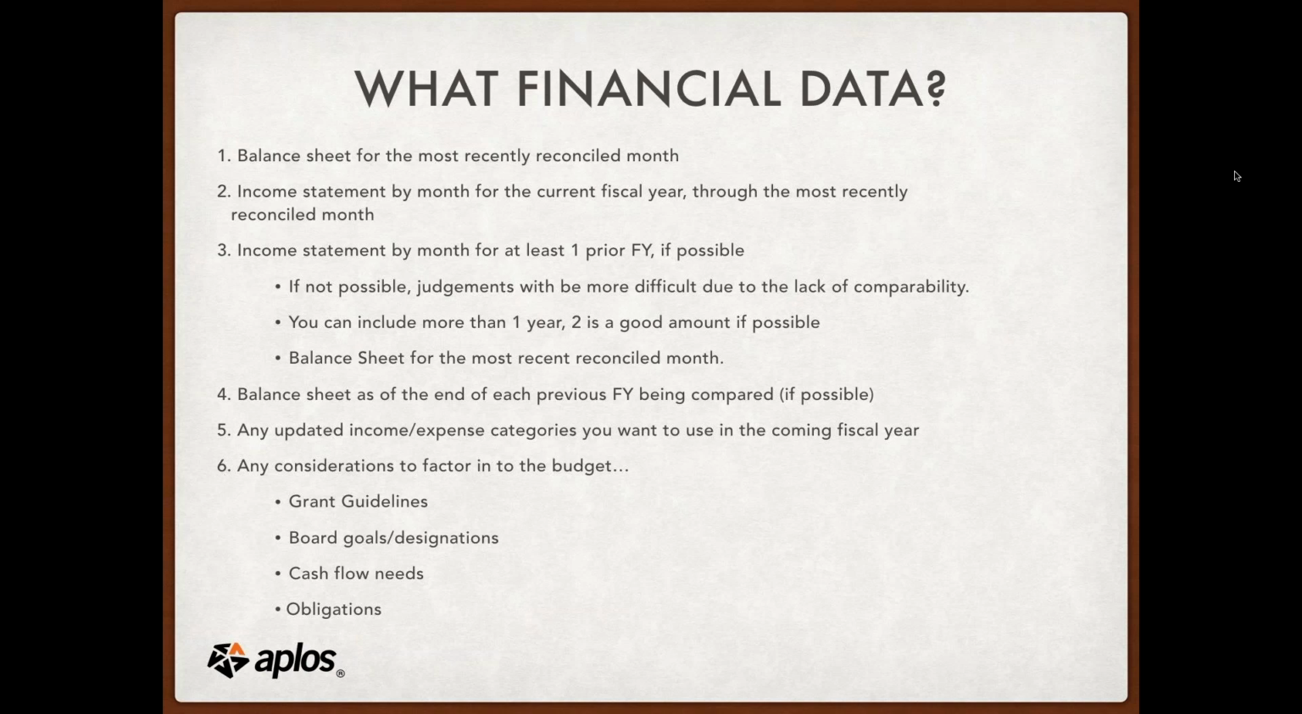And then the last one is any other considerations to factor into the budget. So do you have any grant guidelines? Do you have any ways of spending money that you need to keep track of specifically to stay within the guidelines of a grant? Do you have any projects or designations that the board wants you to keep track of? Do you have any cash flow needs? Do you need to have a certain amount of money on hand at any given time as a buffer, like in a bank account? That's going to be important to know.